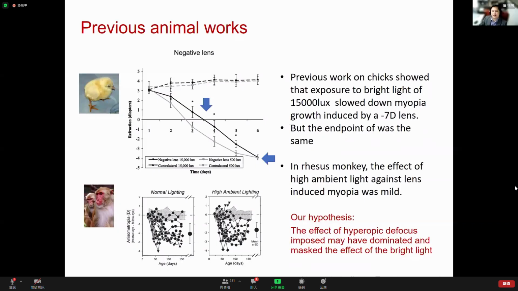Similarly, the effect of high ambient light against lens-induced myopia was only mild in rhesus monkey. As you can see, the treated group and the control group show little difference at the end. So that's why we hypothesize that in those experiments, the effect of hyperopic defocus imposed may have dominated and mastered the effect of the bright light.